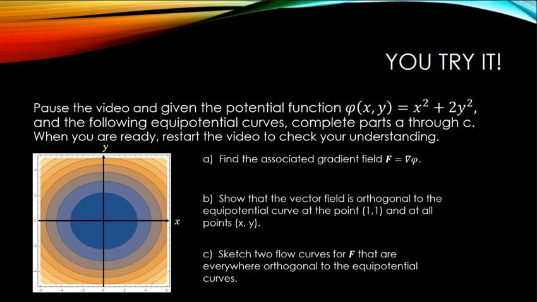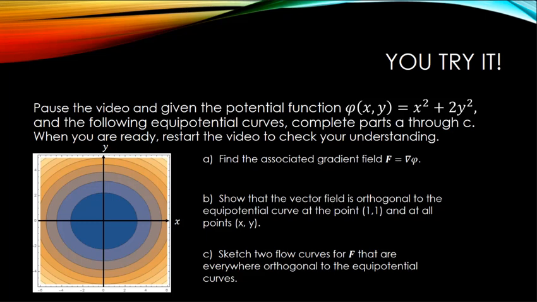So now you get to try it. I want you to pause the video, and given the potential function phi of xy is equal to x squared plus 2y squared, and the following equipotential curves, which resemble a set of elliptical level curves centered at the origin with a major axis along the x-axis, I want you to complete parts A through C. When you're ready, restart the video to check your understanding.